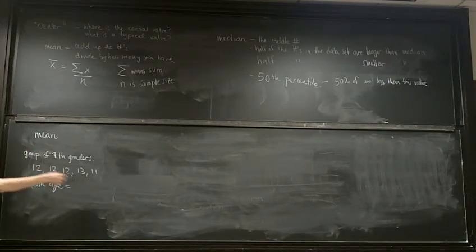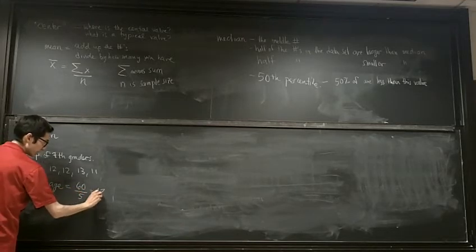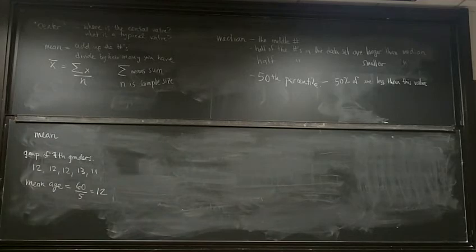Okay, you add them up and you divide by 5, and you get 60 divided by 5, and the mean age is 12. Okay, so far so good, right?